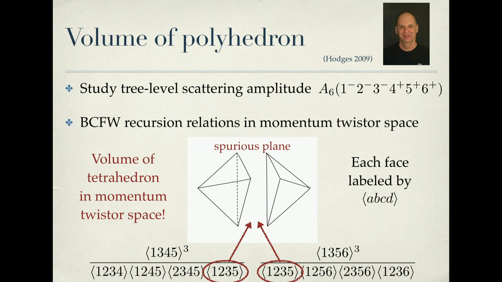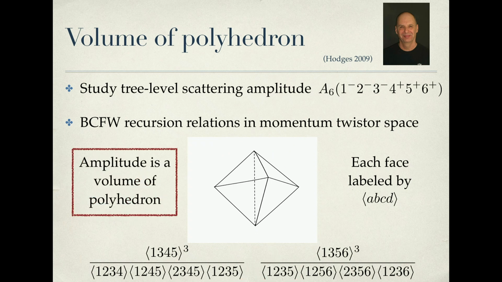And this spurious pole is related to this spurious phase between these two tetrahedra. And if you glue it together, the volume of this picture is the 6-point amplitude. Yeah? So the amplitude is a volume of a polyhedron in this space, this particular amplitude. Yeah? So that was his discovery. So here, not only is the amplitude a single object, of course, we can cut it in half and get these two pieces if we want.